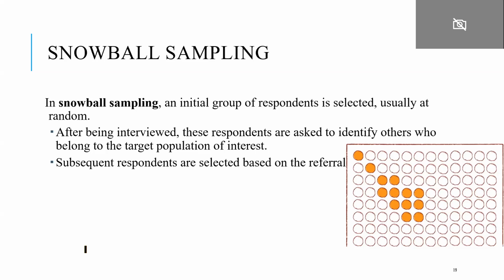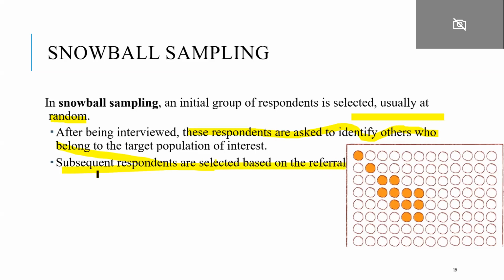Suppose you go to one family and they will obviously tell you about 10 other families that yes, there is a certain kind of husband-wife conflict, or there is a conflict between parent and child. So in referral, one respondent will refer 2 or 3 samples also. Now you will go to that respondent, they will also refer 2 or 3 respondents. So that is a kind of referral. An initial group of respondents is selected, usually at random. After being interviewed, these respondents are asked to identify others who belong to the target population of interest. Subsequent respondents are selected based on the referrals.